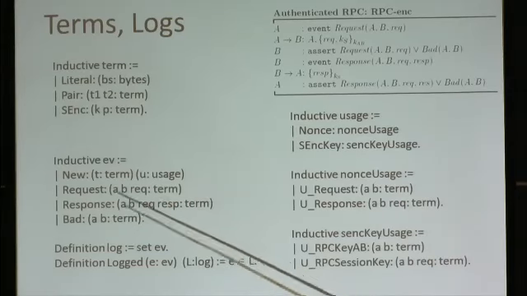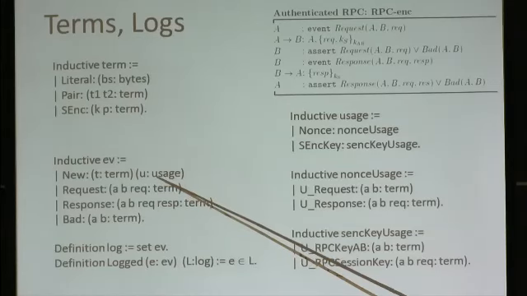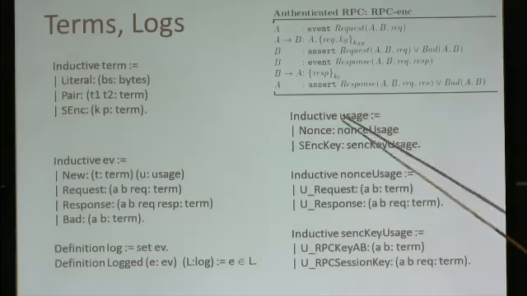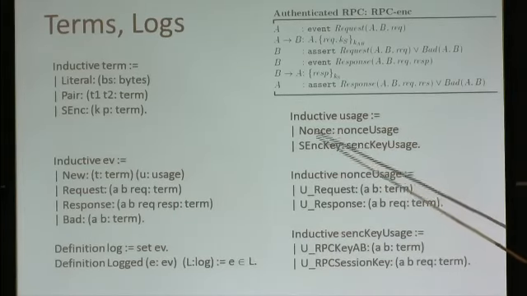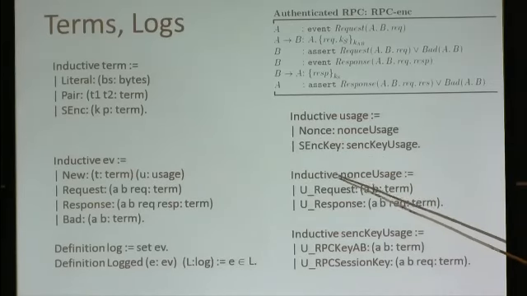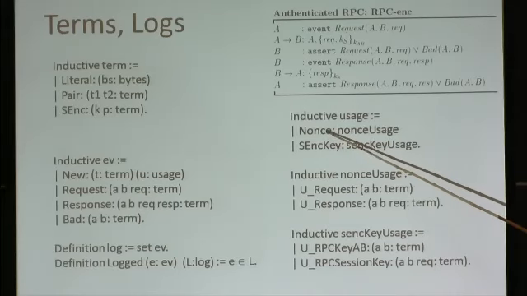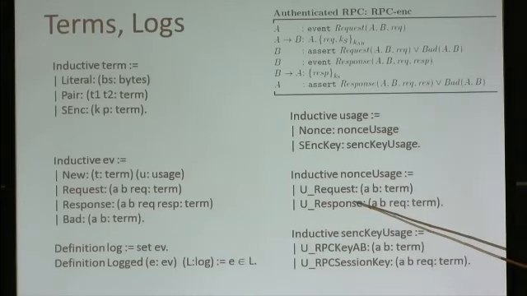So what are the things that can be in the log? The most basic thing is we keep track of new byte arrays that have particular usages. The usage type is over here, and this is where we keep track of the fact that byte strings can be used as nonce or as senc keys. Then for each of those kinds of things, we have another type that is protocol specific that describes the usages. So for nonces, a nonce can be used as a request or a response. If it's a request, we include the names of the principals. If it's a response, we also include the request that it was related with.